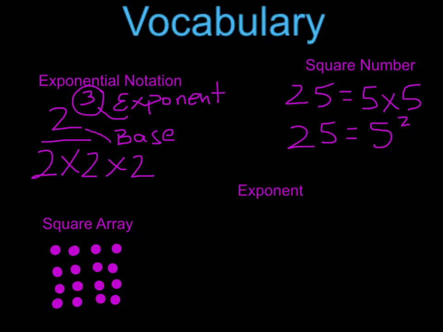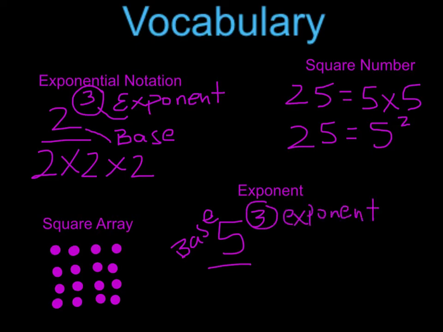Our final term for today is exponent. This is a small raised number used in exponential notation to tell how many times the base is used as a factor. For example, in 5 to the power of 3, the base is 5 and the exponent is 3, and 5 to the power of 3 equals 5 times 5 times 5. The exponent 3 tells how many times the base 5 is used as a factor.